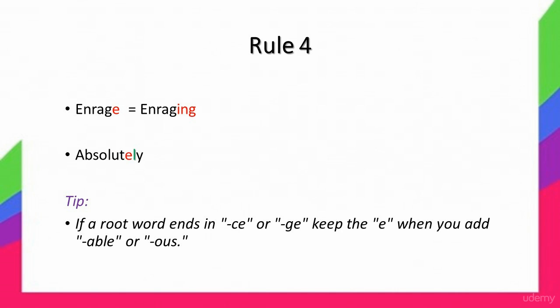Rule number 4. Know when to drop the E. Drop the E at the end of a word if you're adding an ending that begins with a vowel. For example, enrage becomes enraging. If the ending starts with a consonant, keep the E. For example, absolutely. A tip here is that if a root word ends in a CE or GE, keep the E when you add able or ous.